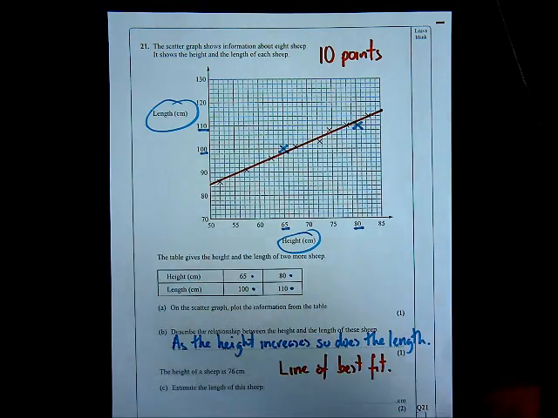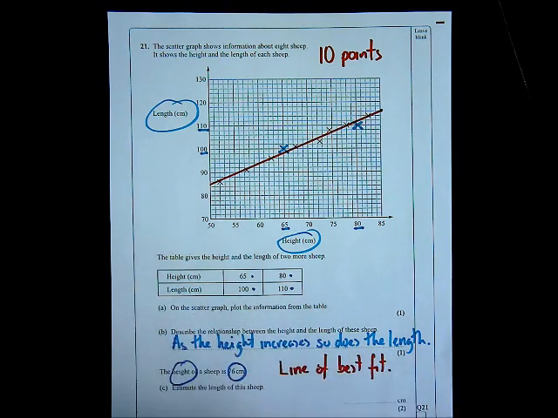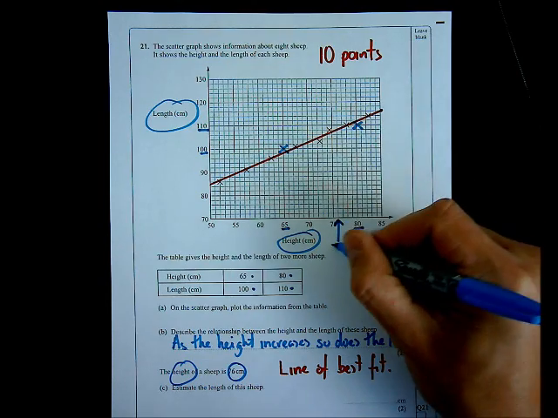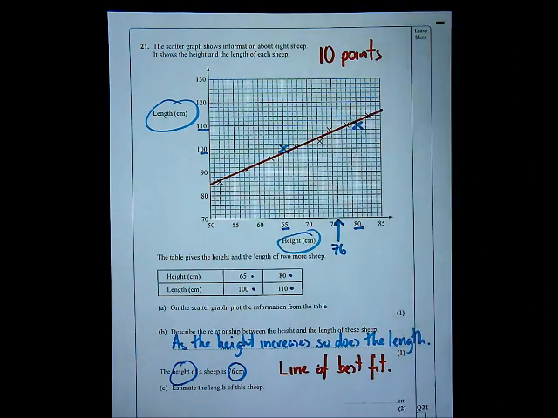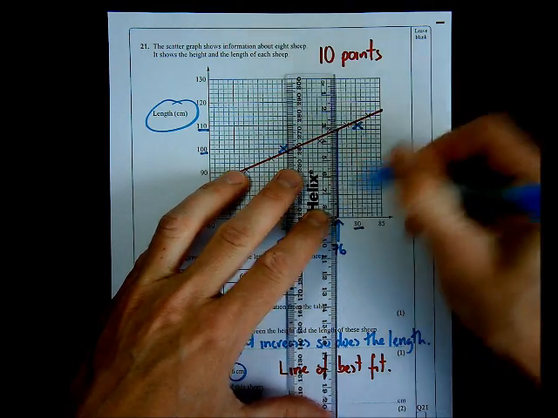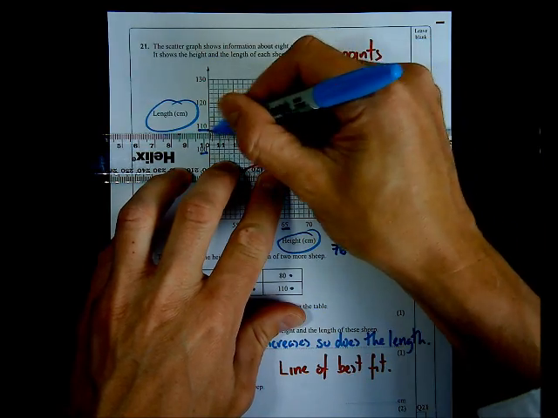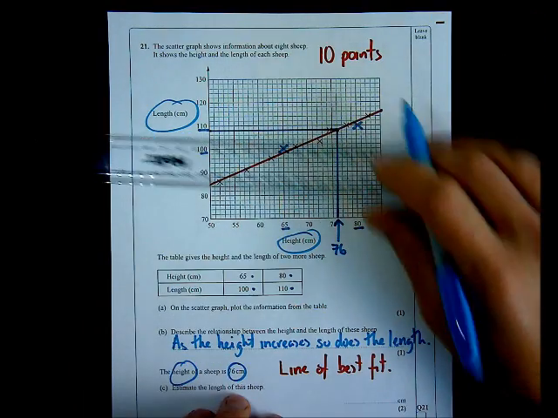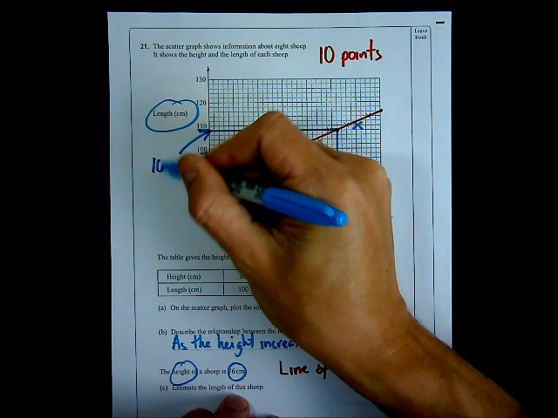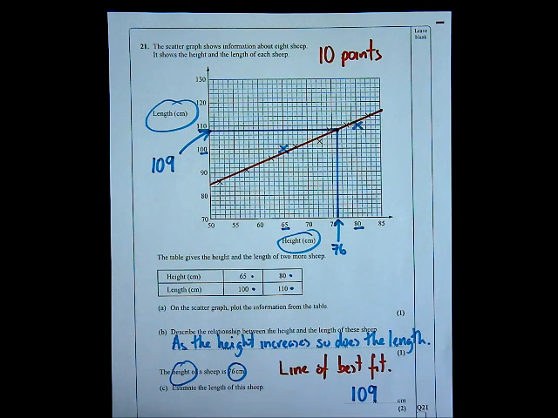So back to the question, I'm told the height of the sheep is 76 centimeters, so I'm going to go to the height axis and 76, which is here. I'm going to draw a line up to my line of best fit. And once I've hit the line of best fit, I'm going to go across, and I'm going to read off from the vertical axis that number there, which is 109. So the estimated length for the sheep is 109 centimeters.